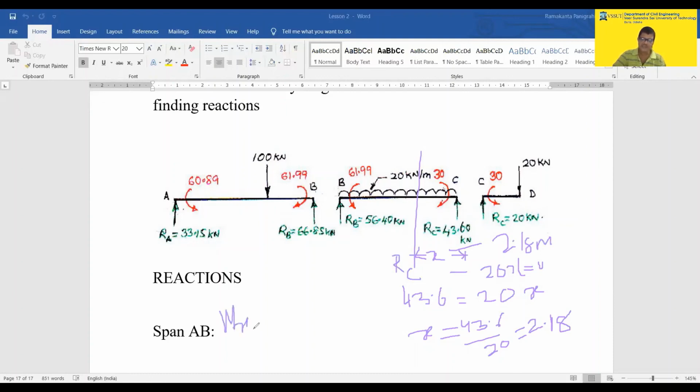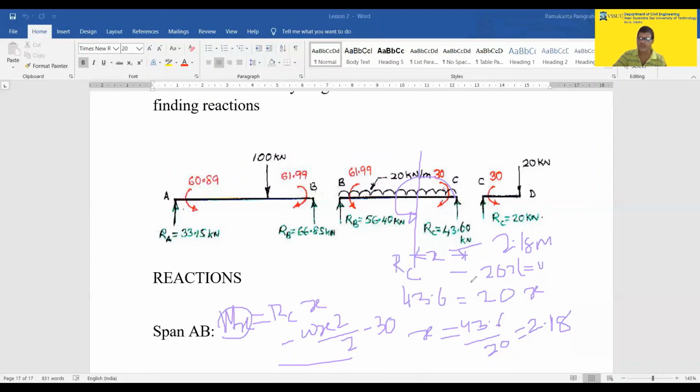So Mx will be now RC into X minus WX square by 2. Okay, RC into X is anti-clockwise. Now what is the moment here clockwise? So minus 30. This will be the moment from this side, and in this, put the value of X is equal to 2.18 meter. If you put the value 2.18, then you can calculate the ordinate of Mx.